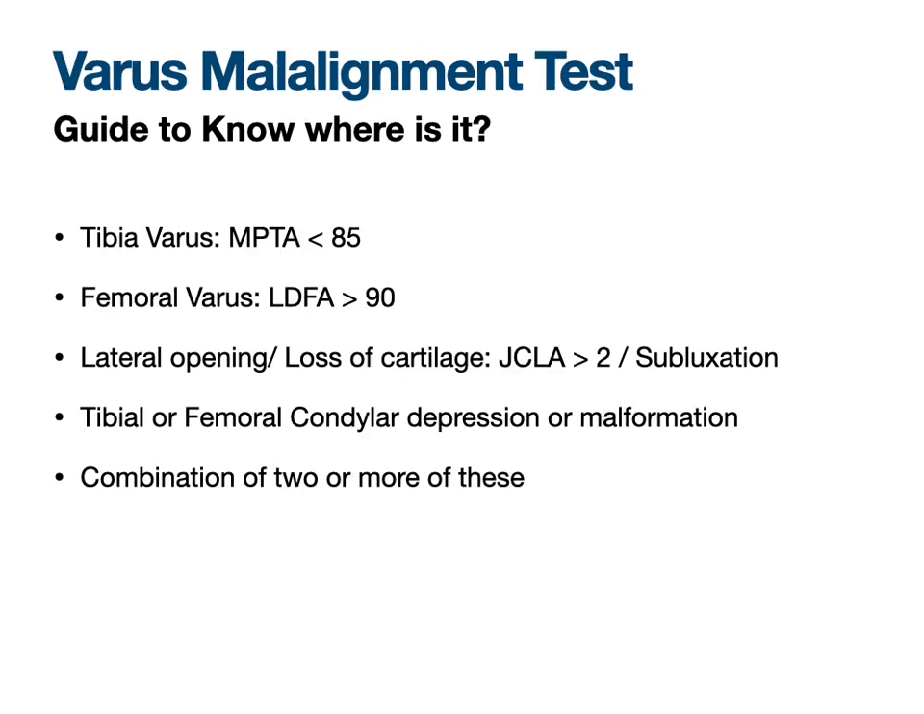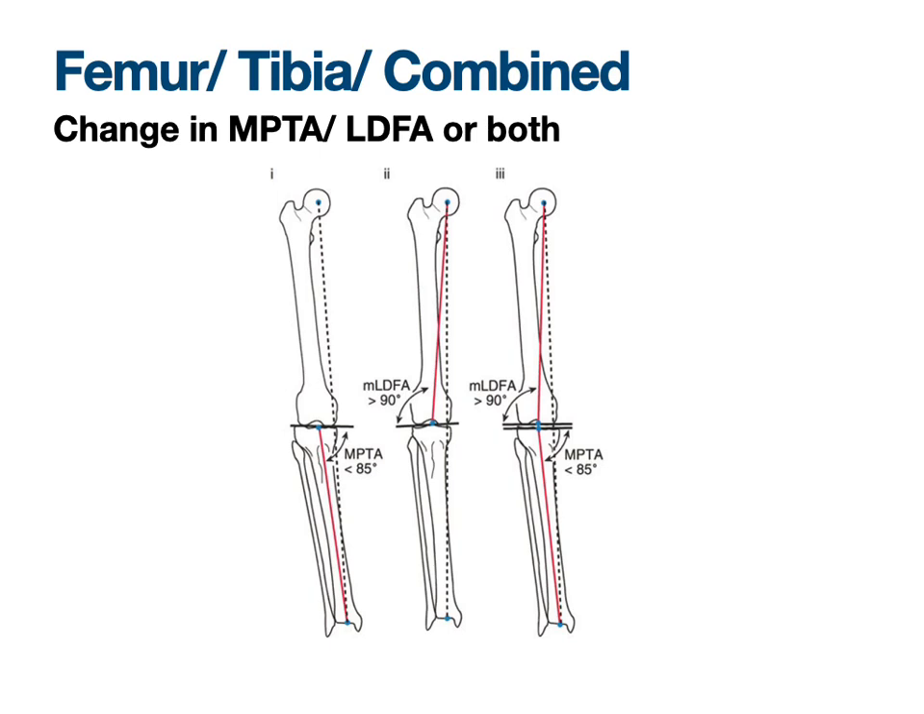So how do we do it? Primarily, if the MPTA is less than 85, tibia is the cause. If LDFA is more than 90, the femur is the cause. If there is lateral opening and JCLA is more than 2, then there is loss of cartilage or there is subluxation. Apart from that, if you look at the shape of tibia and the femoral condyle, you can know if there is a depression or malformation. And as I said, they are often a combination of the two. So you'll see that this is how there is change at the femur, tibia or can be there at both.